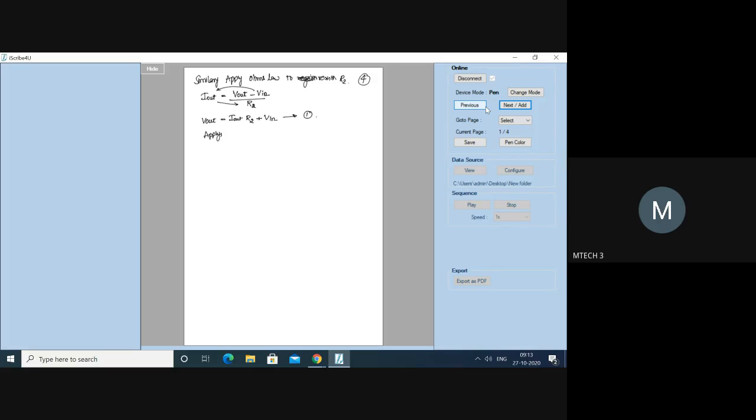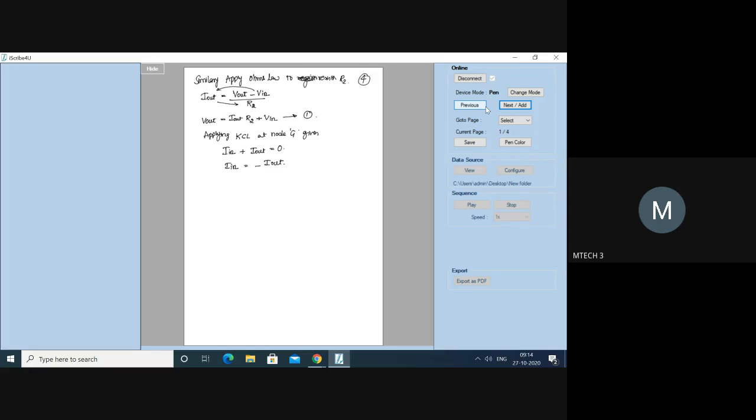Now, applying Kirchhoff's current law at node G gives Iin plus Iout is equal to 0. So Iin will be equal to minus Iout.